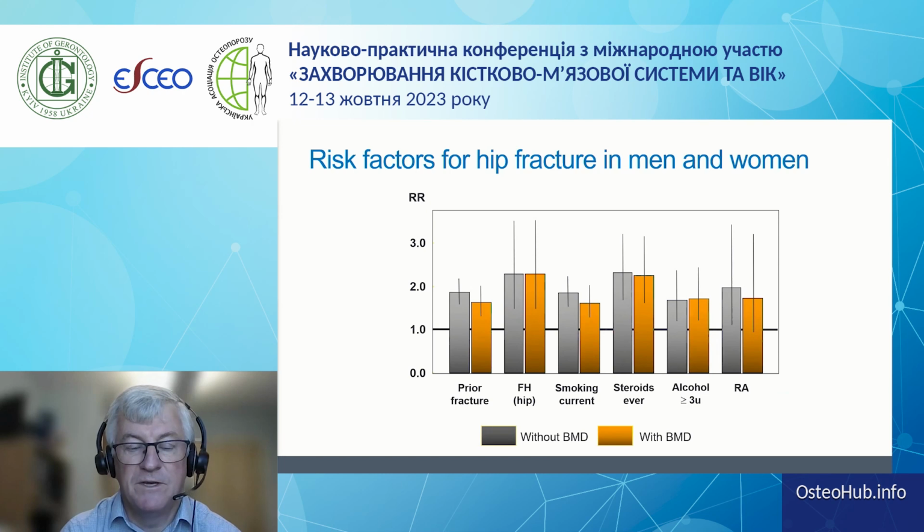And in this slide, you can see in the grey bars that each of these risk factors is an independent risk factor for fracture. And in the orange bars, when we adjust that relationship for bone mineral density, each of these factors remains a BMD independent contributor to fracture risk, so that we could combine these risk factors with bone mineral density, with age, with gender, to enhance the fracture risk prediction in an individual.